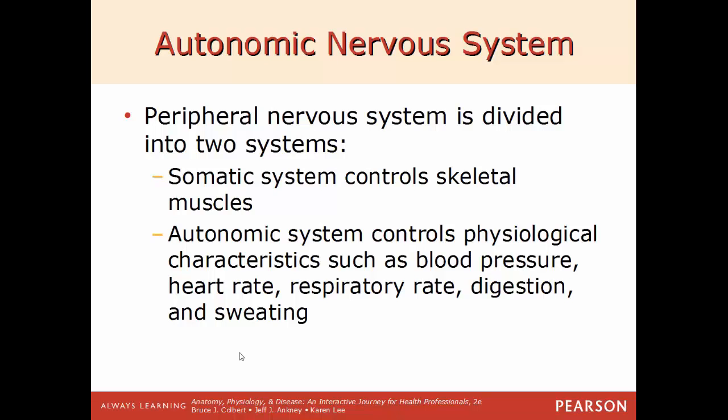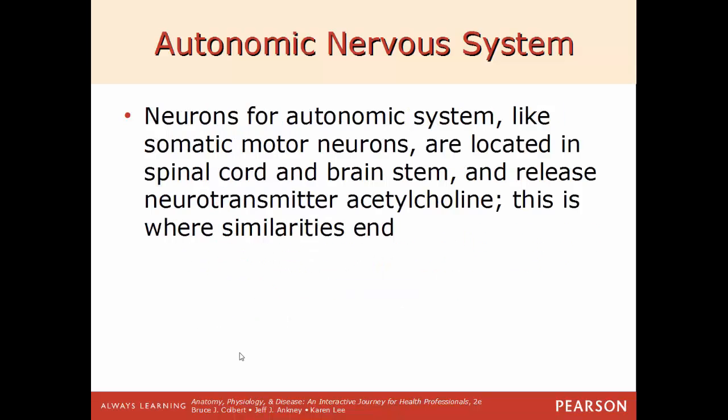That's what we'll talk about in this last section of this chapter. The autonomic nervous system controls physiological characteristics such as blood pressure, respiration, heart rate, sweating, and digestion. Stuff that happens automatically without your control. Now, neurons for the autonomic system, like the somatic motor neurons, are located in the spinal cord and in the brainstem, and release the neurotransmitter acetylcholine. This is where the similarities between these two end.